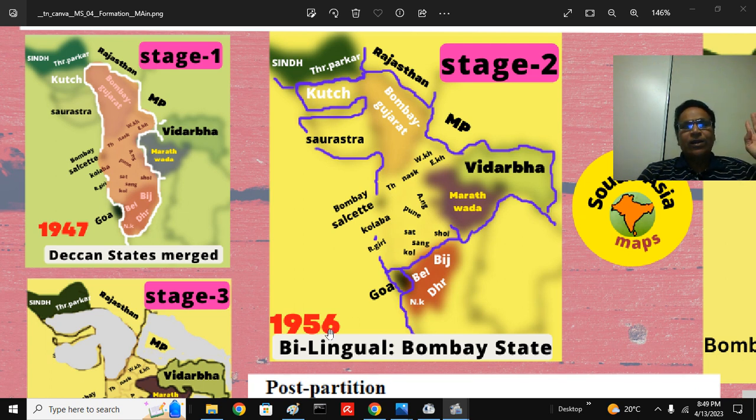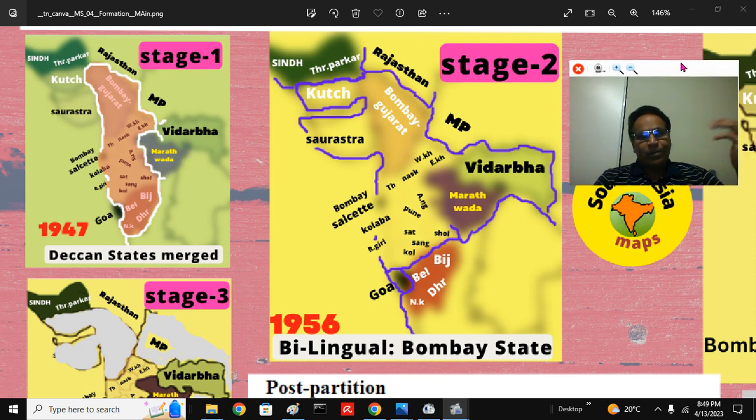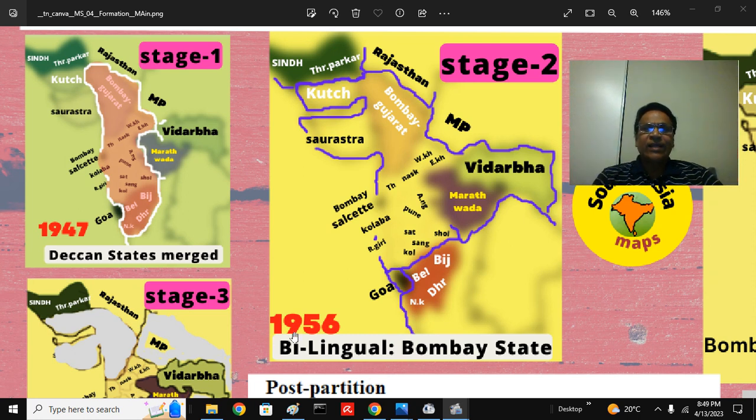SRC, the State Reorganization Committee, is like the Fazl Ali committee. A couple of people were put in and asked to make suggestions to the government of India, and an act was passed. Some suggestions were accepted, some were not. The State Reorganization Act was passed in 1956, 9 years after partition. What happened? The bilingual Bombay state was formed.